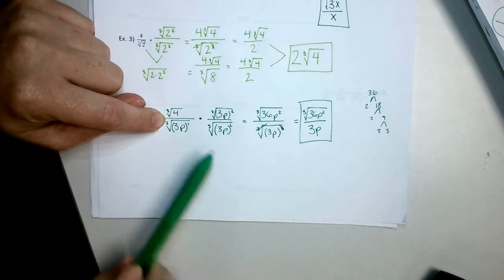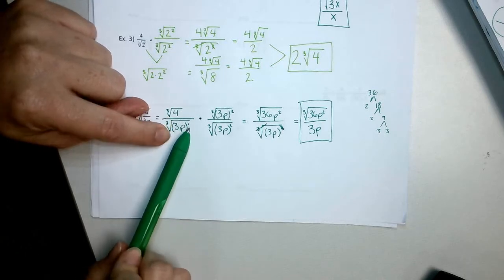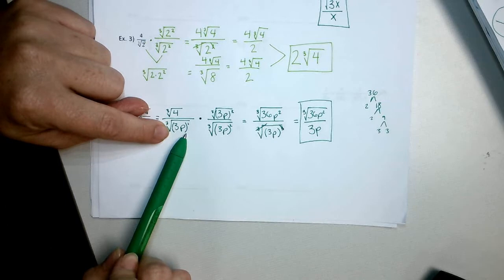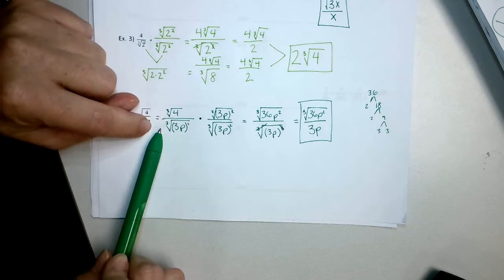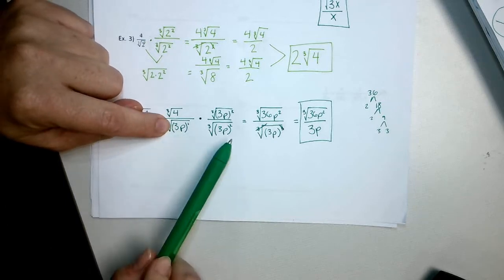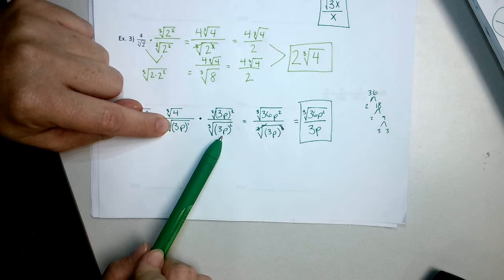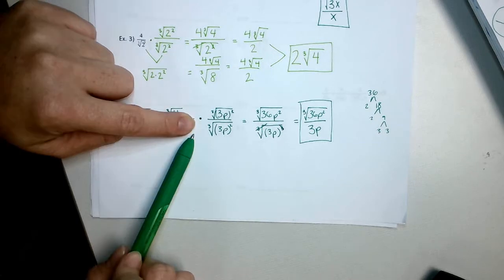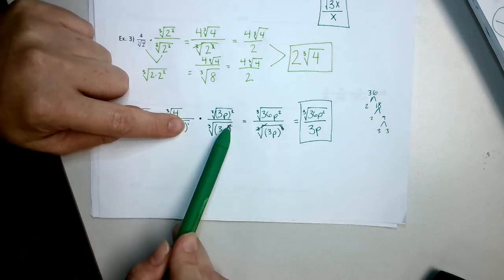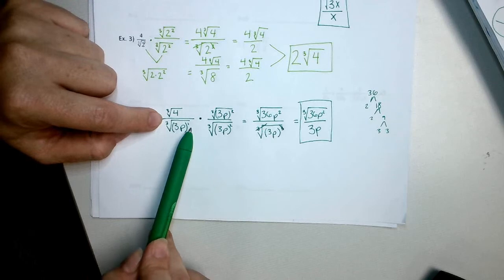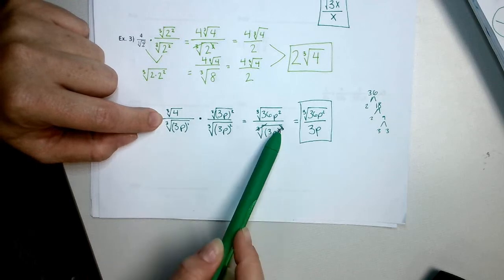So I have 3p one time. I have one 3 and one p. I need it 3 times, so I can cancel that cube root. Well, if this is 1 time, I need 2 more times to cancel it. So I did 3p squared times 3p to the first power, which gives me 3p to the third power.